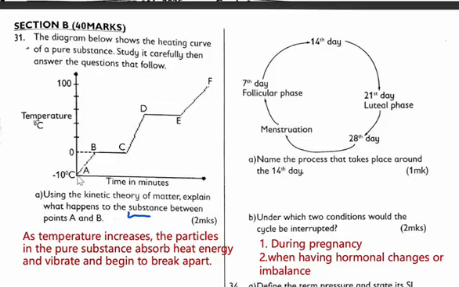So you can see from point A to point B, the temperature increases from -10 to 0. So we're going to explain what happens to the substance, 2 marks. So as temperature increases, the particles in the pure substance absorb heat energy and vibrate and begin to break apart. So they absorb the heat and then they begin to break apart. We score those 2 marks.